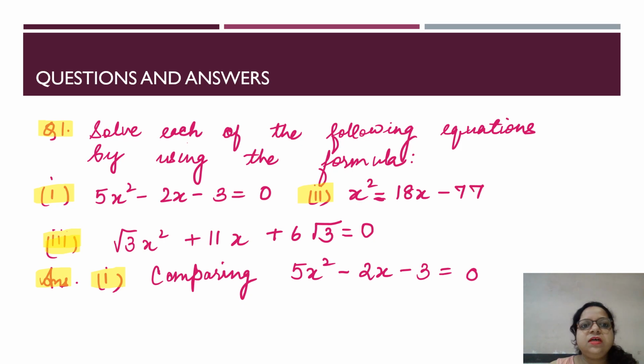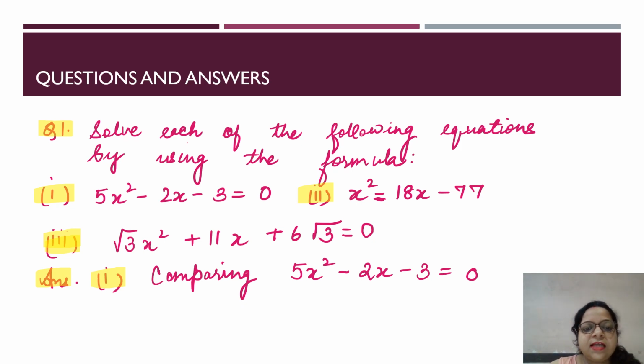Now coming to the question and answers, children. These are the solved examples from your book, and first I am also going through the examples because they contain all types of sums. Okay, so first question is, solve each of the following equations by using the formula: 5x square minus 2x minus 3 is equal to 0. Secondly, x square is equal to 18x minus 77, and the third one is root 3 x square plus 11x plus 6 upon 6 into root 3 is equal to 0.